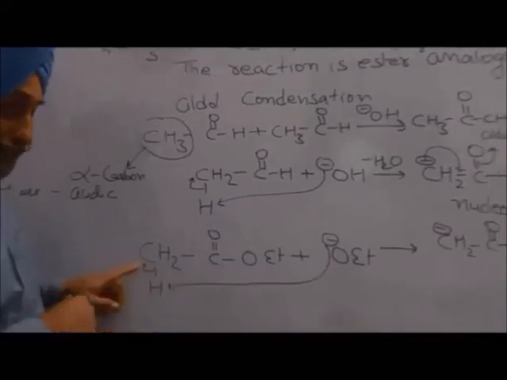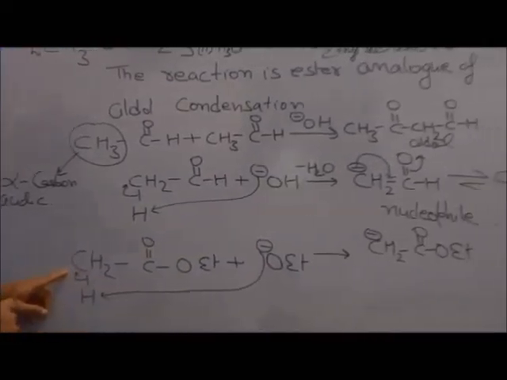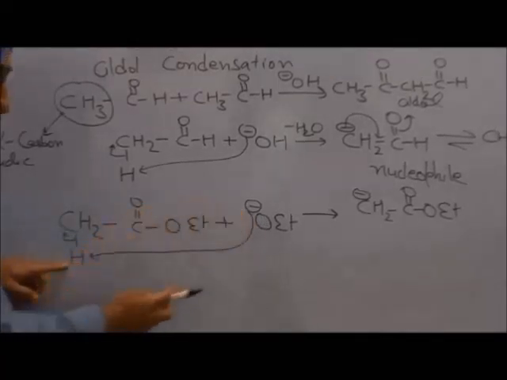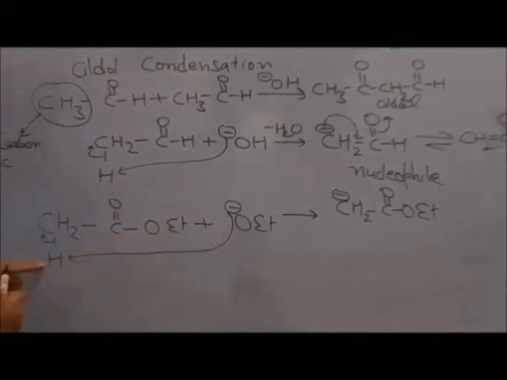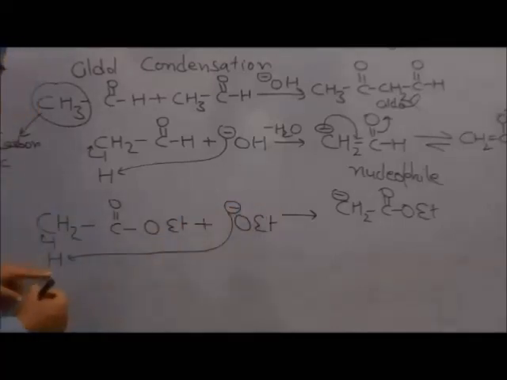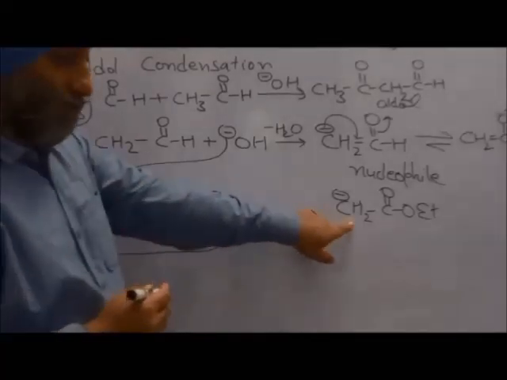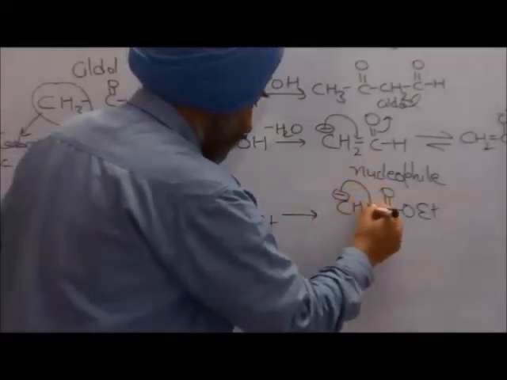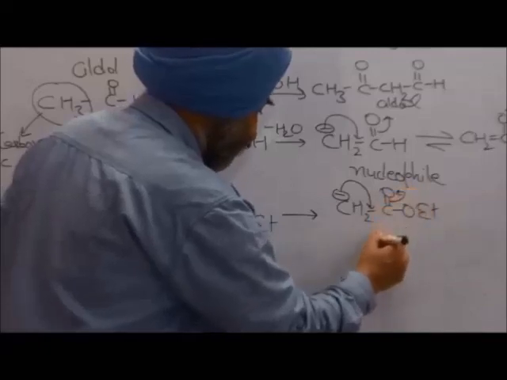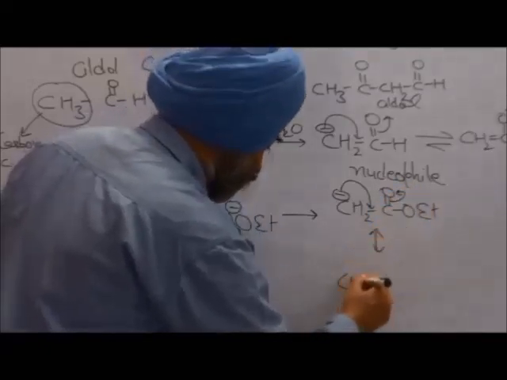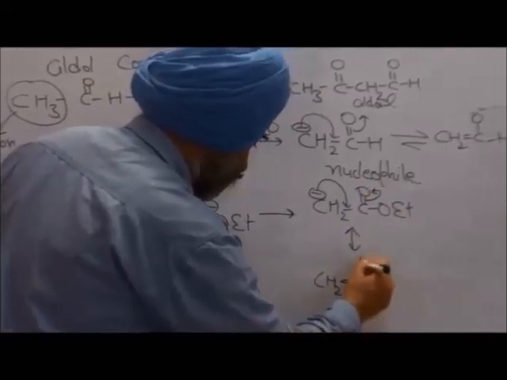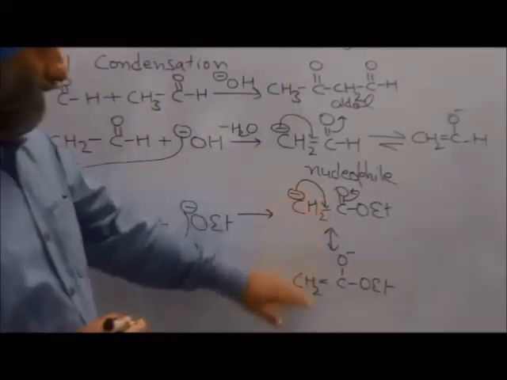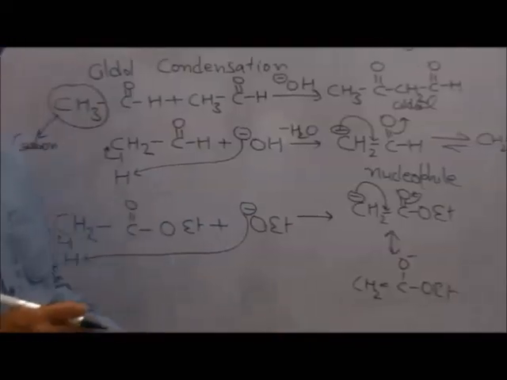In ethyl acetate, this is the alpha carbon. These hydrogens can be extracted by a base. The base in this case is ethoxide ion. Ethoxide ion will go off as ethanol, forming a nucleophile. This nucleophile is stabilized by resonance. We can draw its resonating structure: CH2 double bond C, O negative and OEt. So that is the reason behind the formation of this nucleophile.